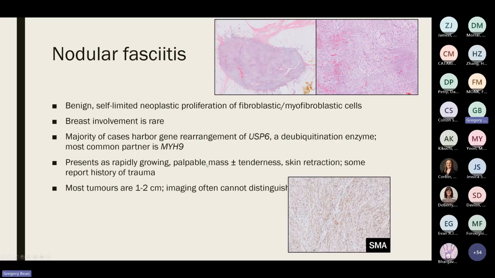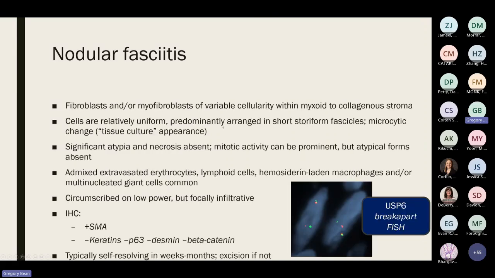It can appear scary because it often presents as a rapidly growing palpable mass with tenderness and skin retraction. Some report a history of trauma. So it could be rapidly growing and symptomatic, but often they are 1 to 2 centimeters in size. They can be larger, and imaging often cannot distinguish it from malignancy. Here's an SMA stain, which is positive.